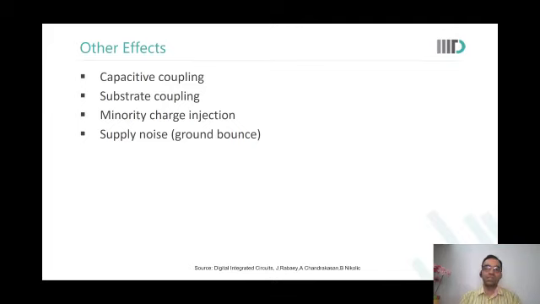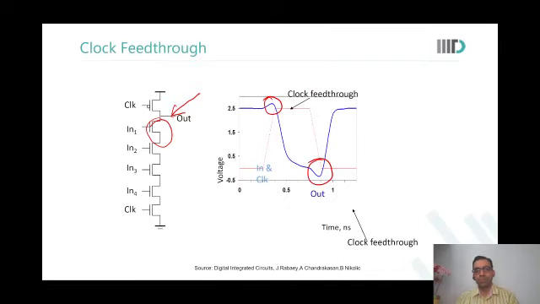Anna? Rajneesh? Sir, can you move to the clock feed through slide? Sir, back one slide before.